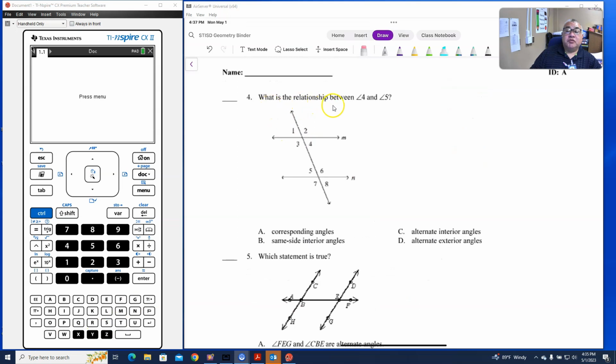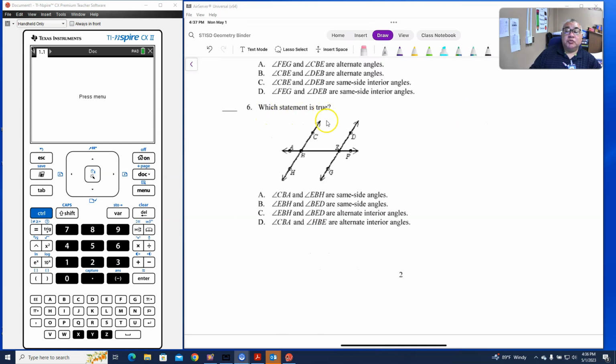What is the relationship between 4 and 5? That's alternate interior angles. So your answer is C.